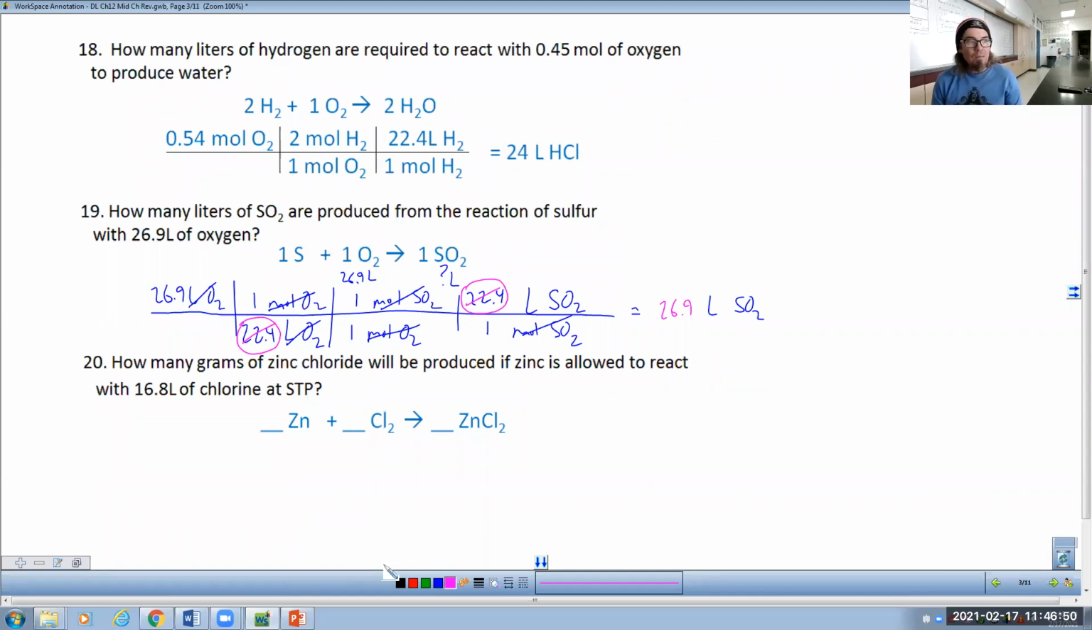What I wanted to point out about this problem was that we started with 26.9 liters of O2 and ended with 26.9 liters of SO2. And we never even talked about the sulfur that's over here. Now, sulfur doesn't tend to be a gas, but you can do a chemical reaction where we heat the sulfur up to the point where it turns into a gas and then react it with oxygen to form sulfur dioxide. That wouldn't be impossible.